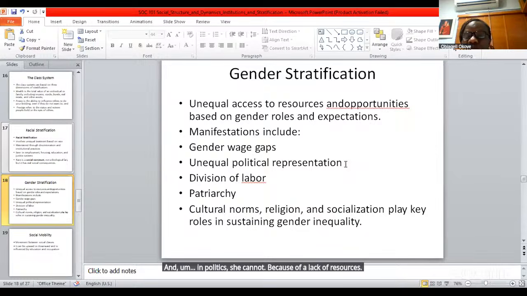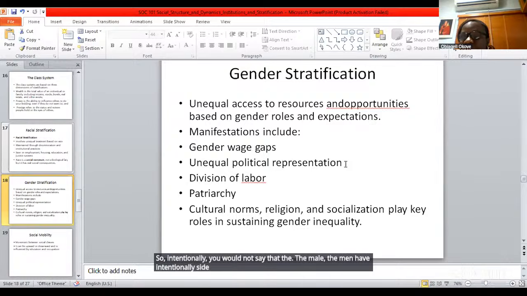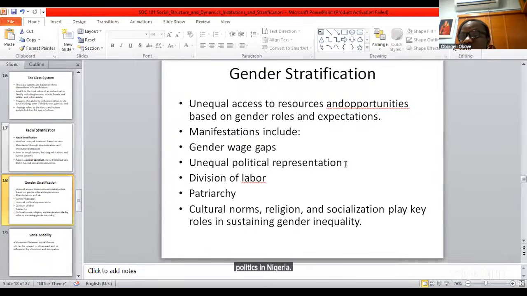Again, most of their political meetings take place at midnight. And as a woman, you cannot go out in the middle of the night for a meeting. So you would say that men have intentionally sidelined the women in politics in Nigeria and in some other countries of the world. So there is unequal political representation. You see more men in politics than women.